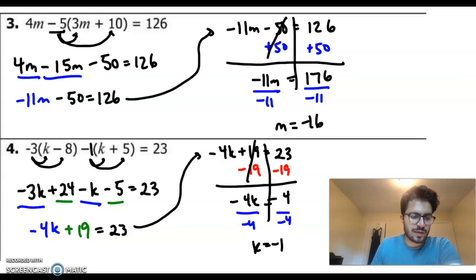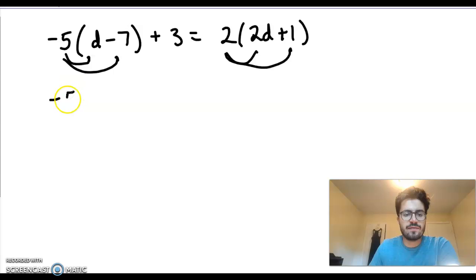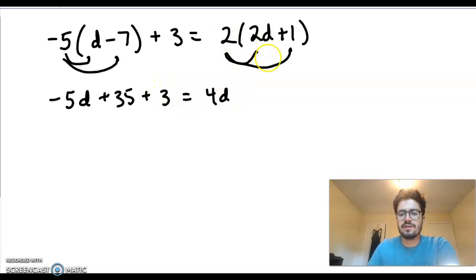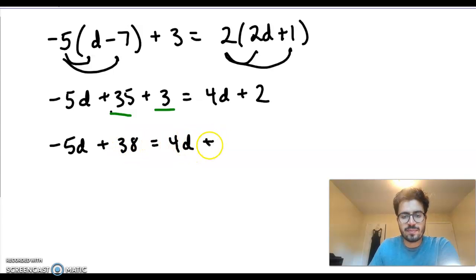I'm going to do one more really quick. If you want, you can add this to your notes on the side. So if we want to solve this one, notice we have distribution on both sides. Let's distribute. So we have negative 5d, negative 5 times negative 7 is positive 35 plus 3. 2 times 2d is 4d, and then 2 times 1 is 2. We can clean this up first, so we can combine these. So that's going to give me negative 5d plus 38 is equal to 4d plus 2.